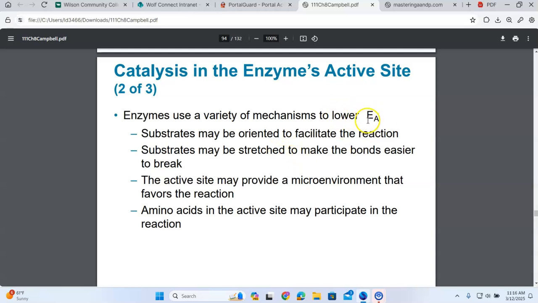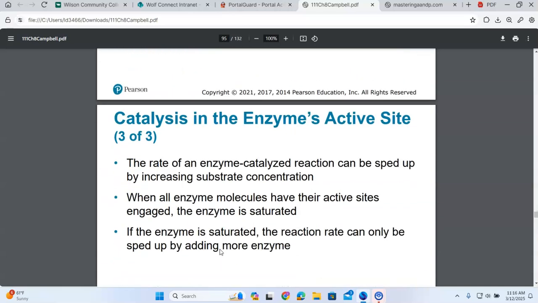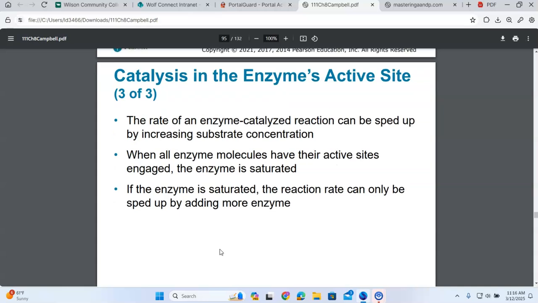So how can we lower activation energy? Substrates may be oriented to facilitate the reaction. Substrates may be stretched to make bonds easier to break. The active site may provide a microenvironment that favors the reaction, or amino acids in the active site may participate in the reaction. So these are 4 different ways that enzymes lower activation energy. Mainly, you just need to know that they do lower activation energy. That's how they work. Now, you can speed up a reaction by increasing the concentration of substrate. In other words, add more reactant or substrate, you're going to get more product.